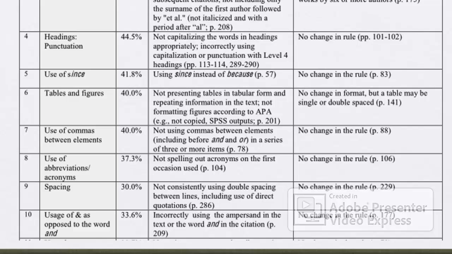Spacing is one that's problematic. So in other words, not consistently using double spacing between lines, including direct quotations, which is often problematic when you're using a lot in qualitative research. And of course, the usage of the ampersand as opposed to the word and. The ampersand only appears in parentheticals and in the reference list, so if it's used within the main text, that's incorrect.